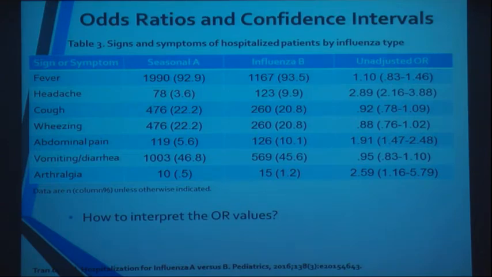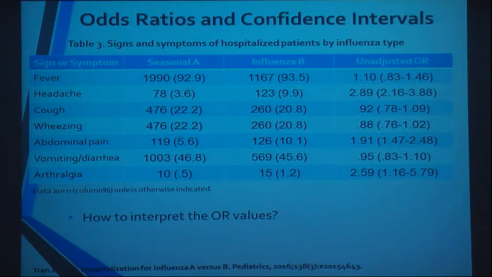Okay, we have 92.9% of those with seasonal A had a fever, 93.5% of those with influenza B. Okay, our odds ratio is a little greater than 1, 1.1, but because the interval includes 1, it goes from 0.83 to 1.46, we would say that that is not an increased likelihood for influenza B.